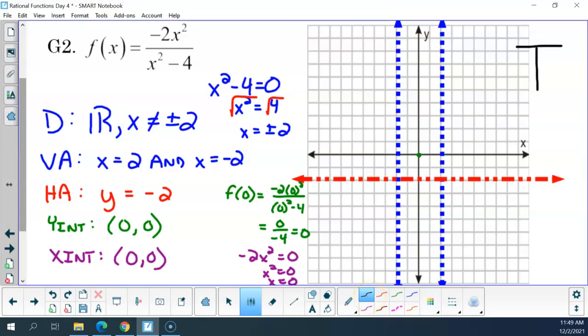So let's start over here. Let's go with 3 and 10. If I plug in 3, 3 squared is 9, times -2 is -18. 3 squared is 9, minus 4 is 5. -18 divided by 5 is -3.6. There we go.